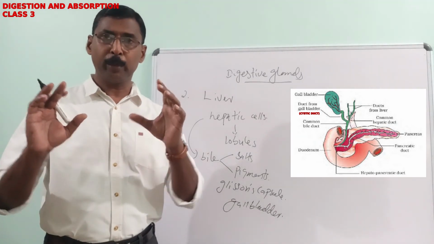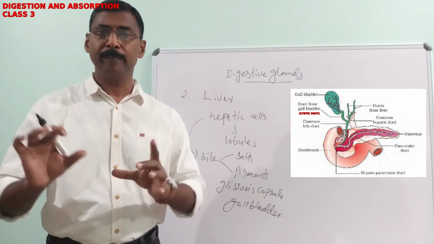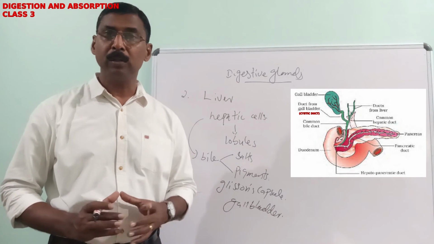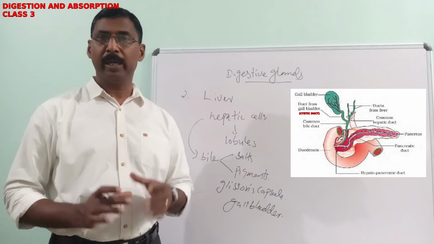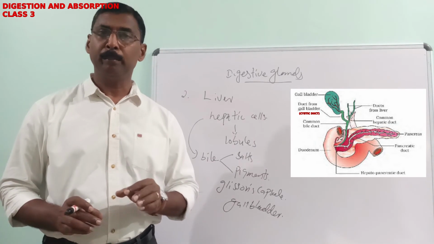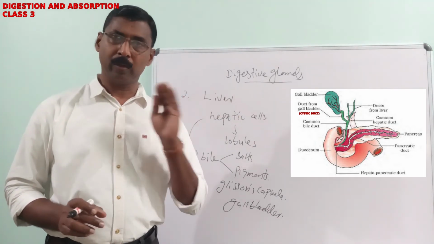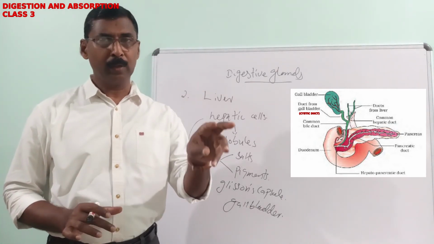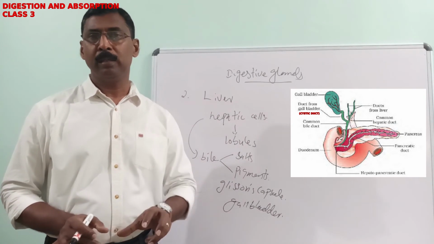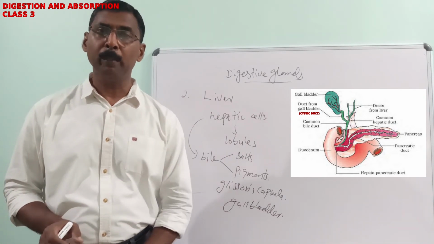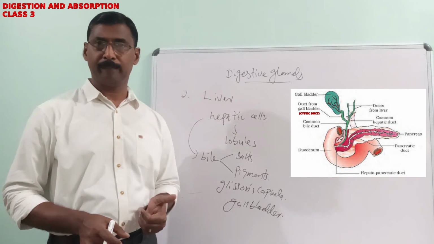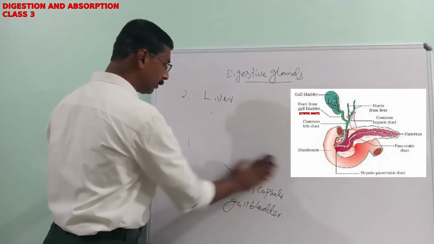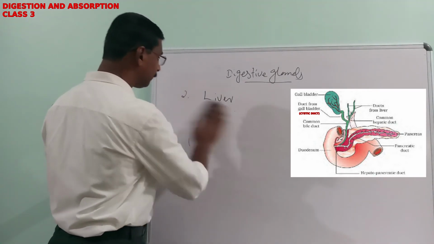So the liver produces the bile. It is in the lobules, and from the lobules it is carried by the hepatic ducts. Hepatic ducts join together to form the cystic duct, and the cystic duct carries the bile to the gallbladder where it is stored temporarily. Whenever it is required, the gallbladder constricts, and the bile is released through the common bile duct to the duodenum. Okay. Now the next gland, the third gland that you have to study is the pancreas.